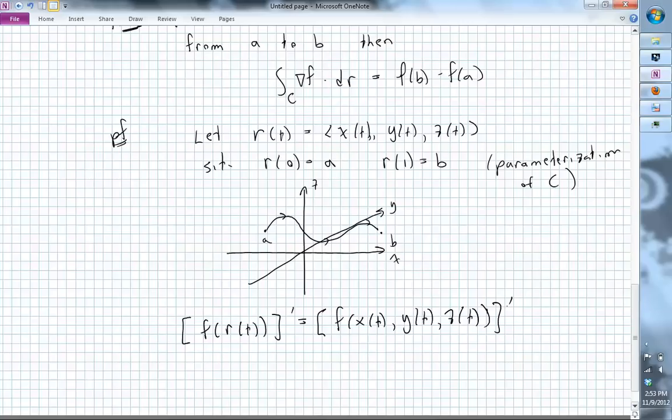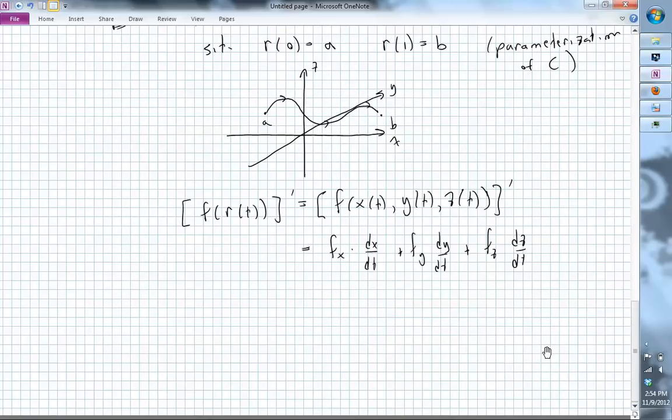So f along the curve means take x of t, y of t, and z of t and plug it into f. And I'm going to differentiate this thing. This requires the chain rule for multivariable calculus, which means I have to do f sub x dx dt plus f sub y dy dt plus f sub z dz dt. And what I mean by details is secretly each of these functions, f sub x, f sub y, f sub z, are all evaluated at these. I just don't want to write all that out.